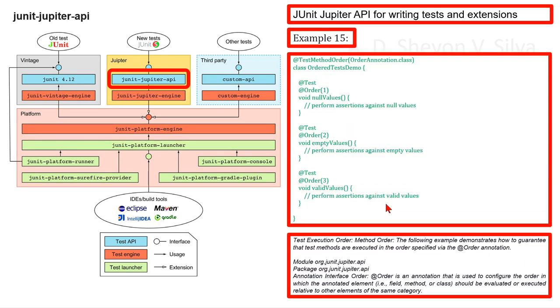Now we are considering method order in test execution order. The following example demonstrates how to guarantee that the test methods are executed in the order specified via the @Order annotation. Annotation interface Order in package org.junit.jupiter.api in module org.junit.jupiter.api. @Order is an annotation that is used to configure the order in which the annotated element, that is field, method, or class, should be evaluated or executed relative to the other elements in the same category.